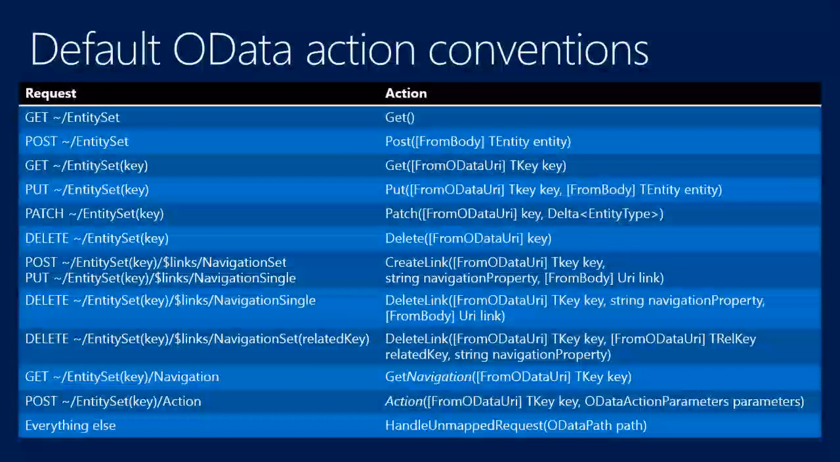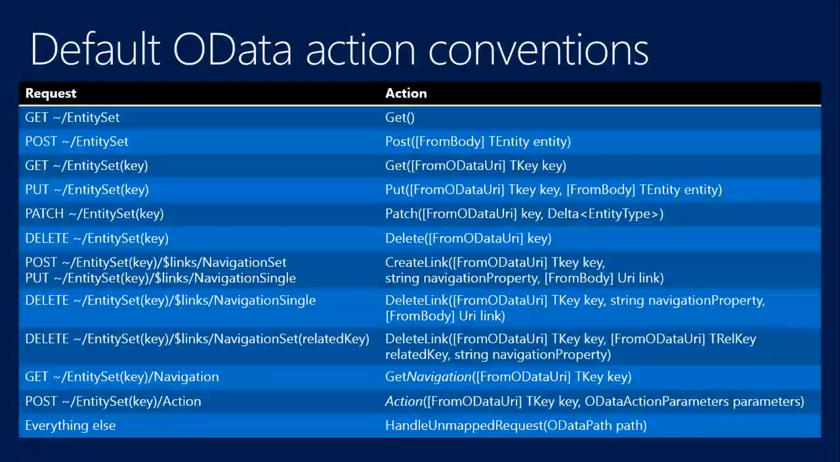Here's the default set of action conventions that we provide. I'll just go through them pretty fast. You can get an entity set. That's just a get action. You can post a new entity to an entity set. That's a post action that takes the entity in the body. You can get individual entities. You can update entities with put actions. You can patch them. You can delete them. You can also manipulate the links using the create link pattern. You can delete links. You can get navigation properties, and that one's a little bit more interesting.